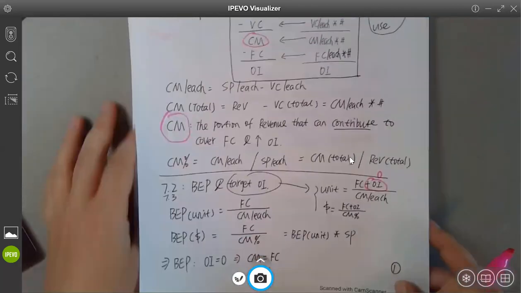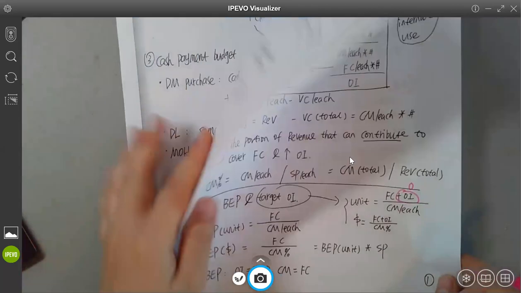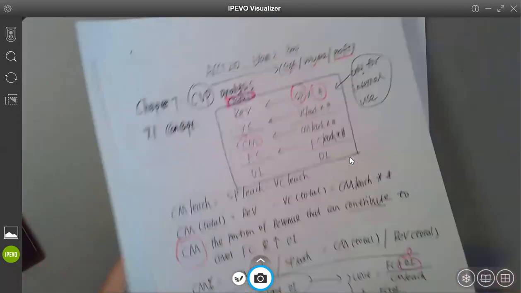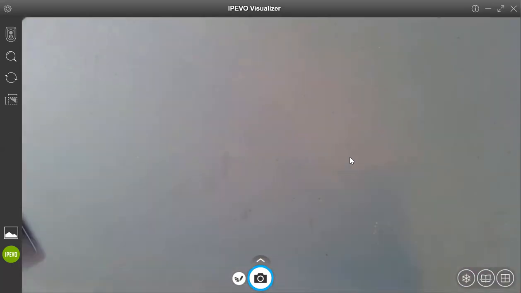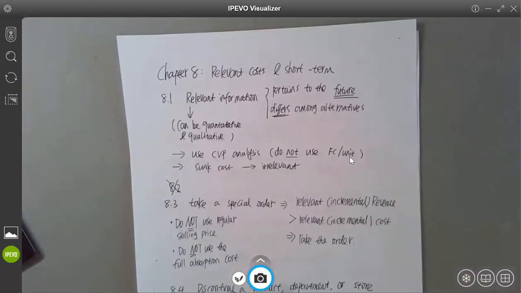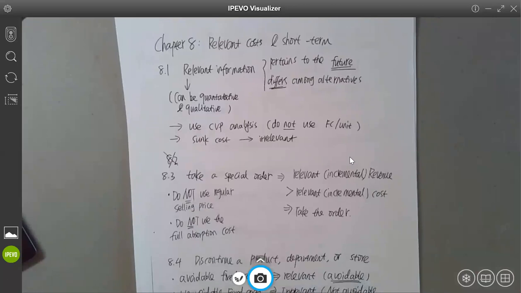I personally assume my students will do well on this chapter. I assume you do well in other chapters, but chapter 7 is kind of straightforward. Chapter 8, personally, I think is also a good chapter, but you have to get the concept.